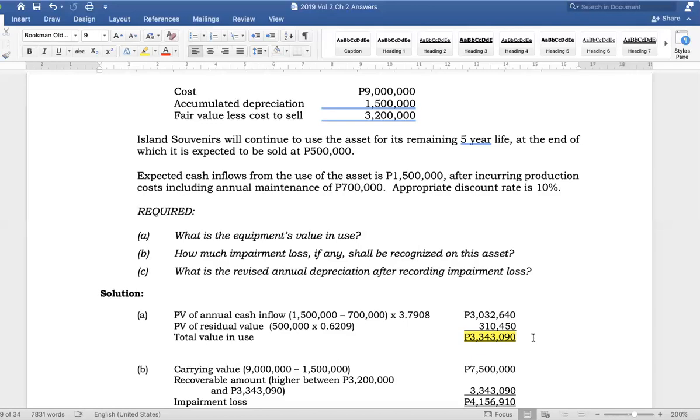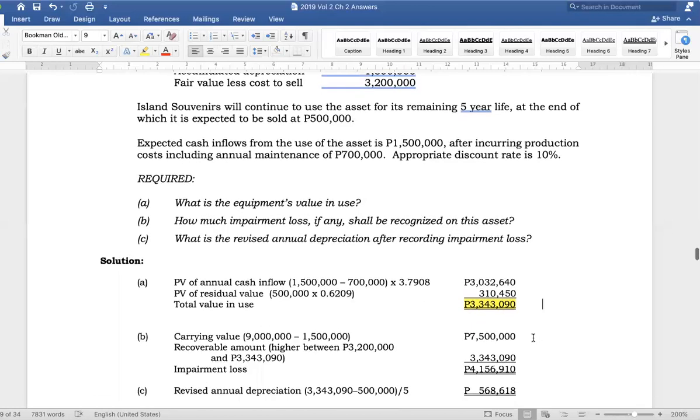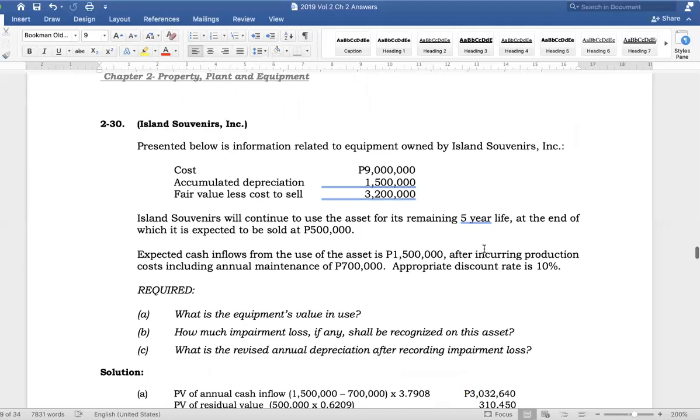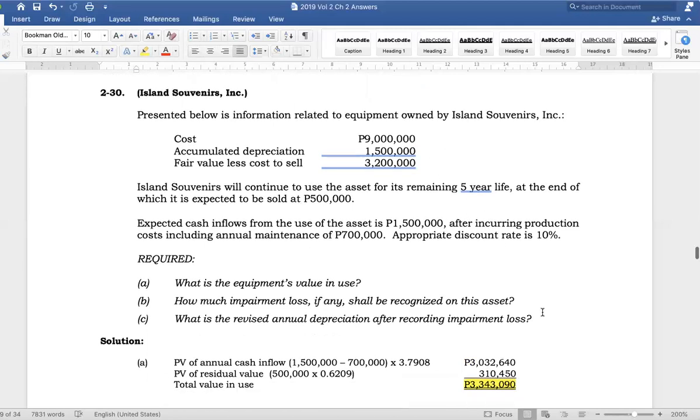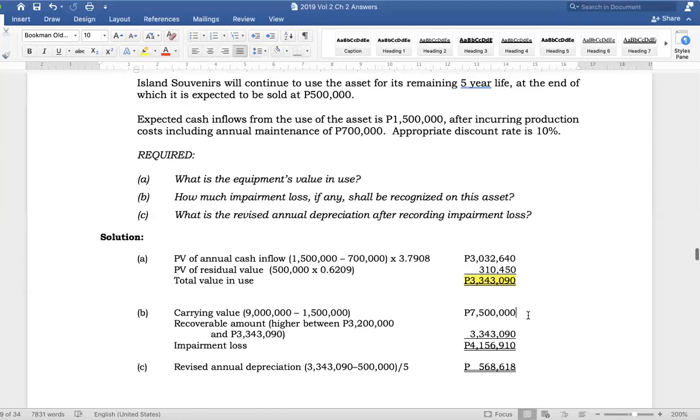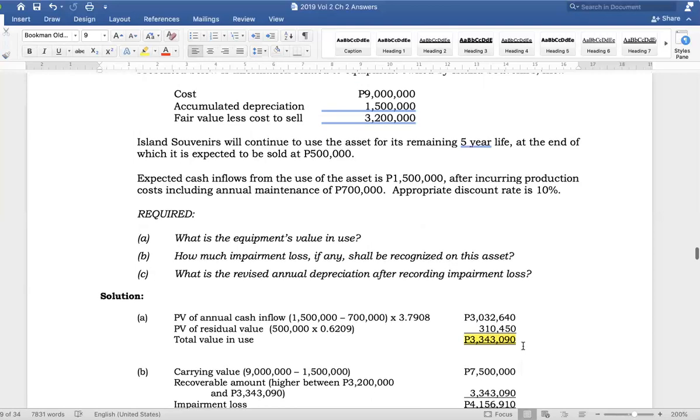Okay, so the carrying value of the asset is 9 million minus accumulated depreciation of 1,500,000. So that is 7,500,000, minus the recoverable amount of 3,343,090, which is again the higher between value in use and fair value less cost to sell. Therefore, we will be recognizing impairment loss of 4,156,910.